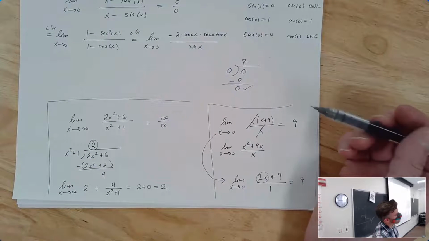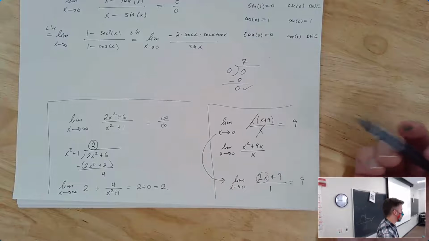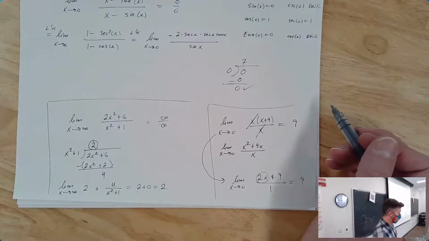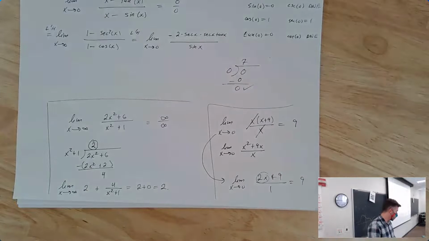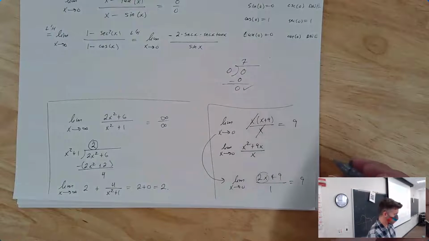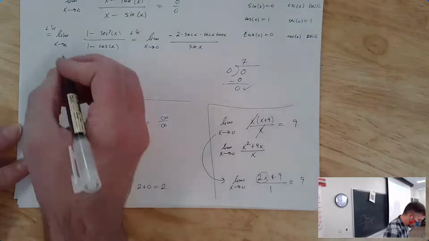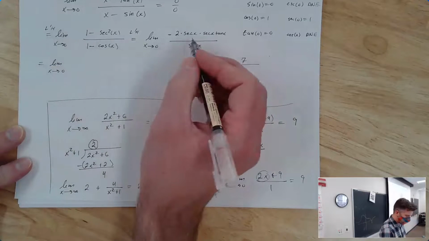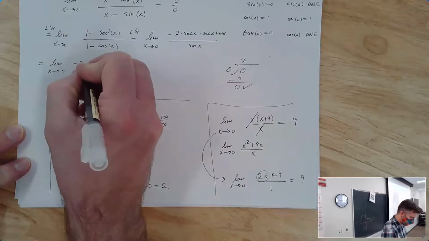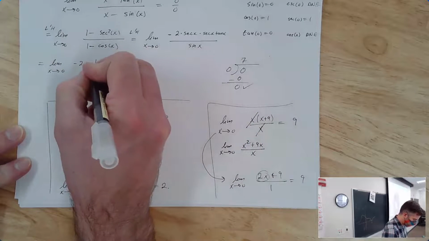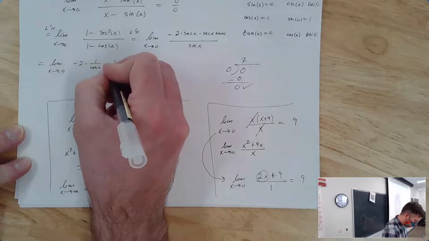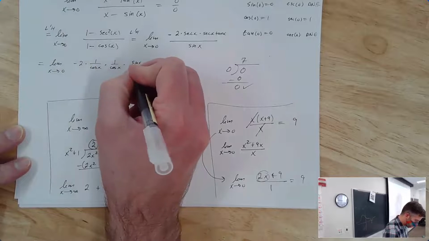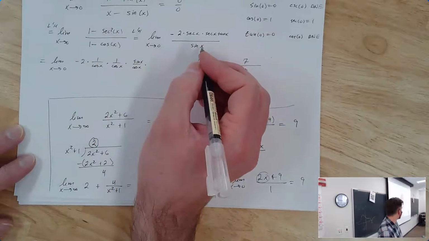But I really don't want to use L'Hopital's rule again, because taking the derivative of the top is going to get ugly. So what I'm going to do instead is try and see if maybe I can simplify this a bit first. So what I really have here is the limit as x goes to 0. I'm going to rewrite this as negative 2 times secant is 1 over cosine. Secant is 1 over cosine. Tangent is sine over cosine. And dividing by sine is like multiplying by what?